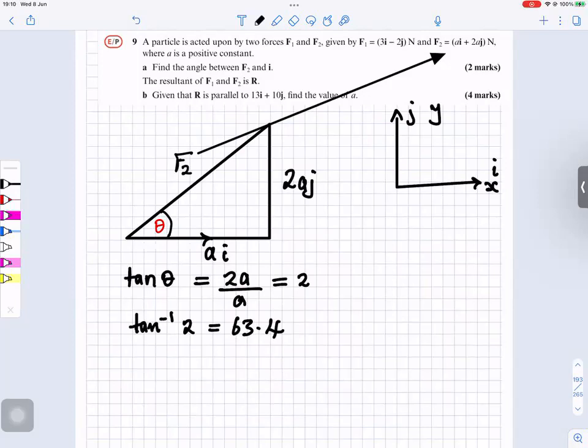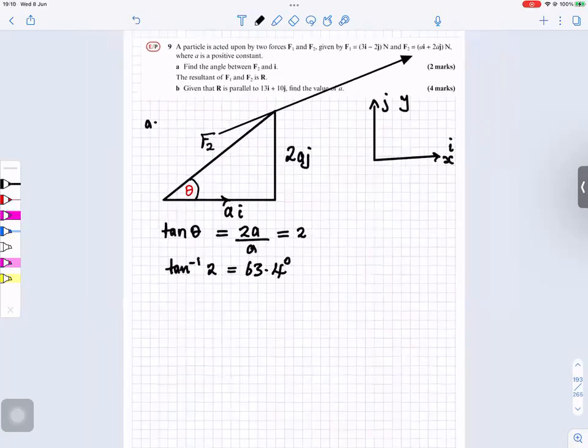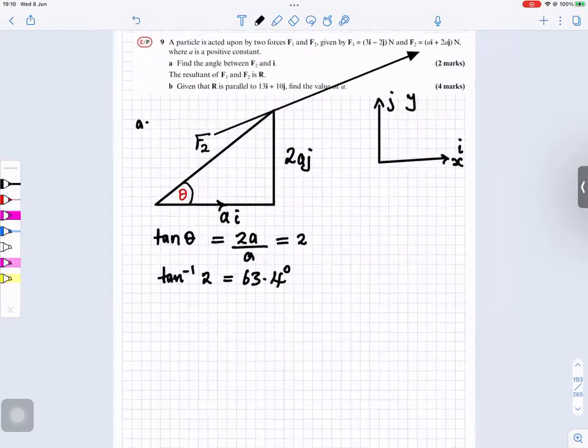Okay. So what does that represent? That's the angle between F2 and I, 63.4 degrees. Okay, that's part A. How do we start part B?